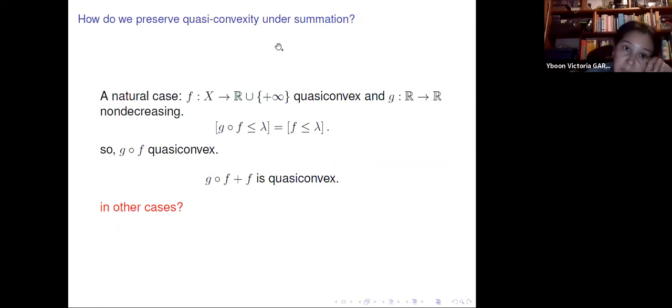So the question is how to preserve quasi-convexity under summation. This is the first question. There is a natural case where we can preserve the convexity of the sublevel sets. That is when you take f, a quasi-convex function, and g, a function from R to R, nondecreasing. In this case, the sublevel sets are the same, so of course, if this set is convex, this set is convex. So this composition is quasi-convex, and in this case the sum is quasi-convex. So this is an easy case. But what happens in other cases?